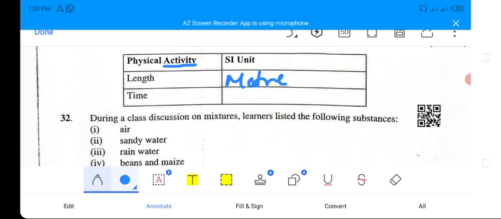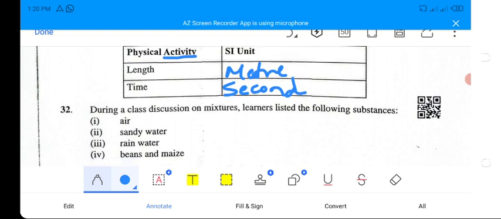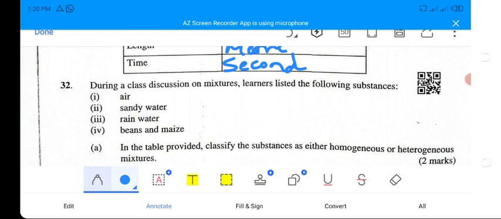Number two, time. The SI unit of time is second. Of course, length and time are among the 7 basic units or basic quantities according to the SI or the International System of Units.